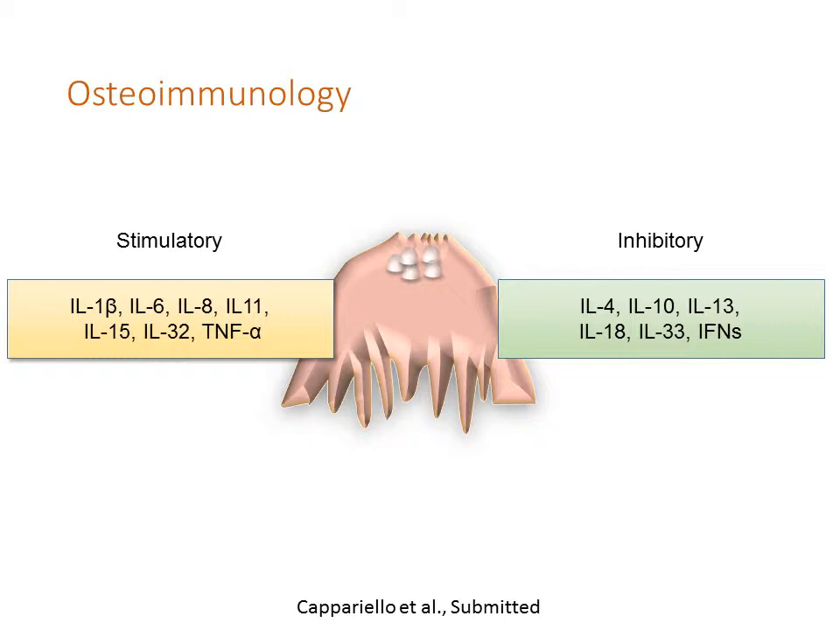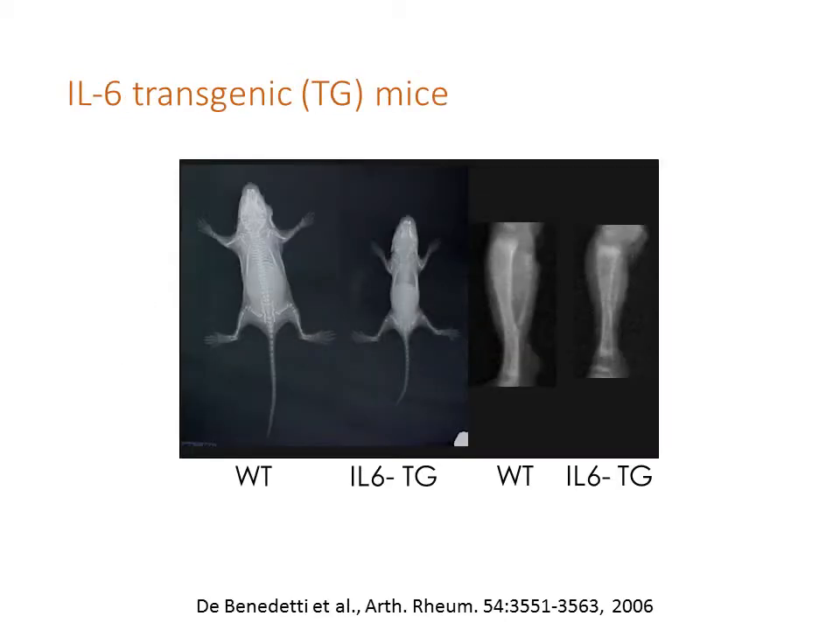And among the stimulatory cytokines, we focused our attention on interleukin-6. In fact, we had the chance to investigate mice overexpressing interleukin-6 into the circulation, and you see here that these transgenic mice are shorter than control and each bone segment is short.